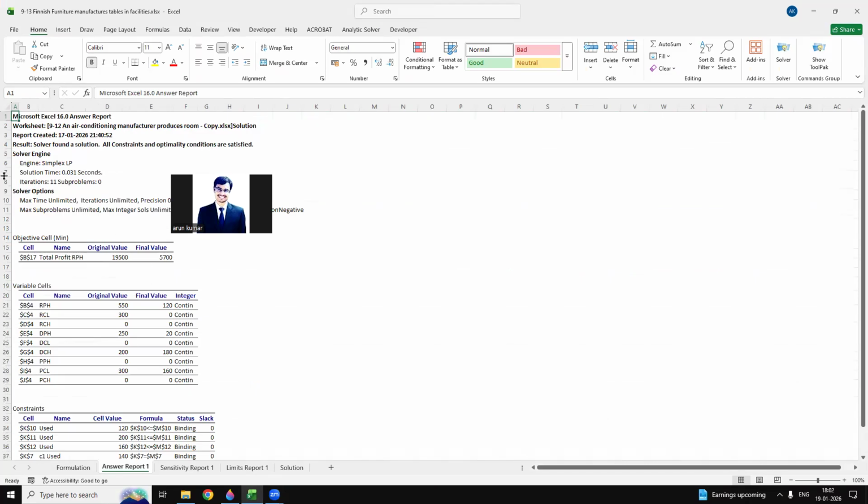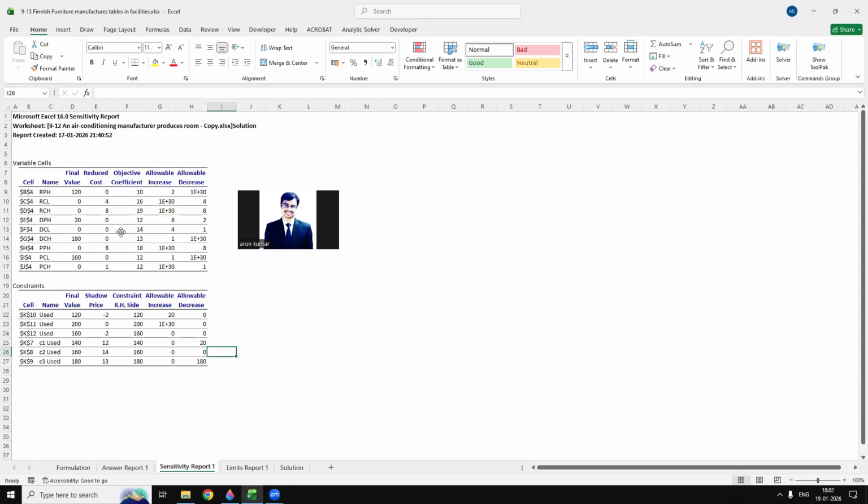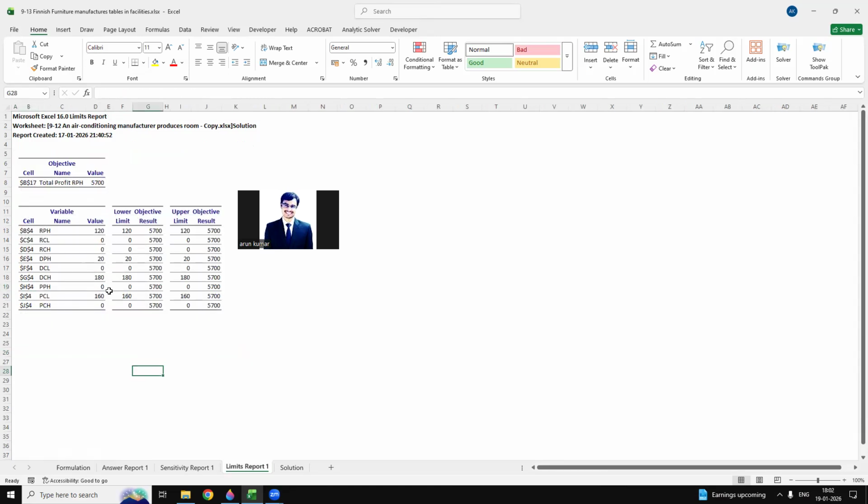Now, for this sheet, I used Excel Solver, which gives an answer report, and here our final value is 5700. I set up the Excel Solver already. And this one is our sensitivity report for each of the variables, and this one is for the constraints. Then this sheet represents the limits report, where we have the variable name and their value. Then the objective results for each variable and objective.